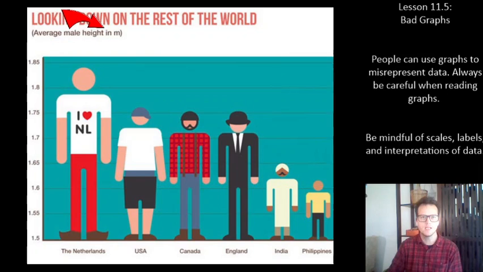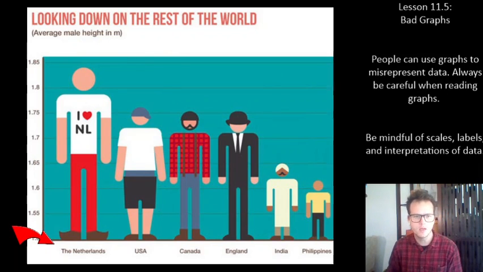Okay, here's a graph that is talking about the average height of males in meters. So it gives us that. So 1.85 meters, 1.8 meters, 1.75. The scale looks pretty good here. It goes up by 0.05 meters each little line here. That's fine and well. It doesn't start at 0, so that's what really throws everything off here.